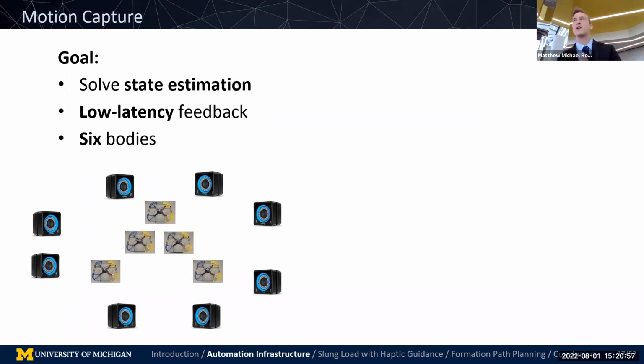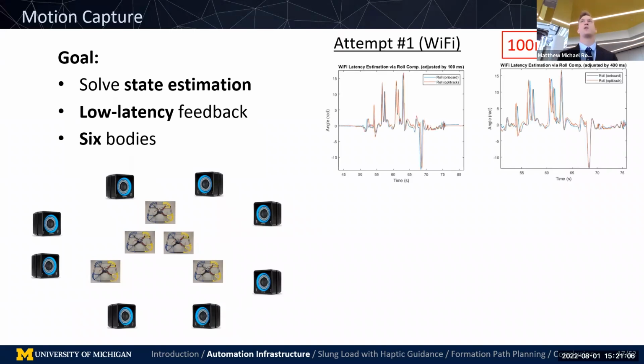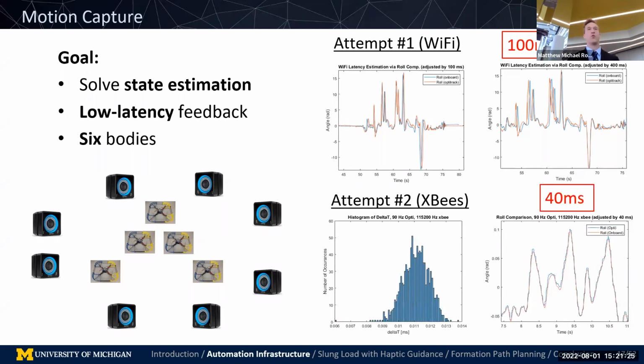We have to actually stream this data from the motion capture system to the vehicles. And so in order to achieve low latency feedback for six bodies, we had to do some testing. So we started off using just Wi-Fi, using the existing clients that come with all of these motion capture systems, and we sent data, perhaps naively, and we received about 100 to 400 milliseconds of latency, which for a fast-moving feedback control system may not work super well. And then we tried using wireless serial modules, XBees, and we were able to get data consistently at 40 milliseconds.